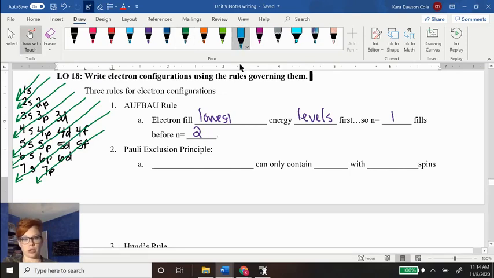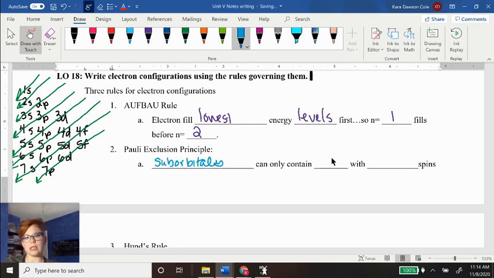So energy level 1 is going to fill before energy level 2. s is going to fill before p. So then you have the Pauli exclusion principle. The suborbitals can only contain 2 electrons with opposite spins.